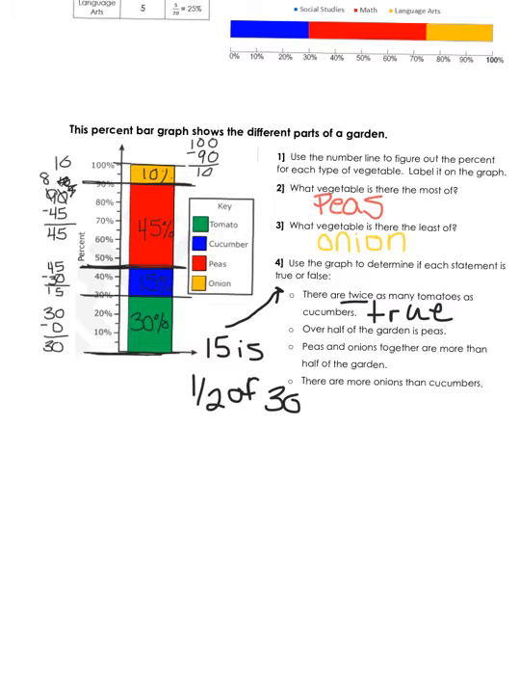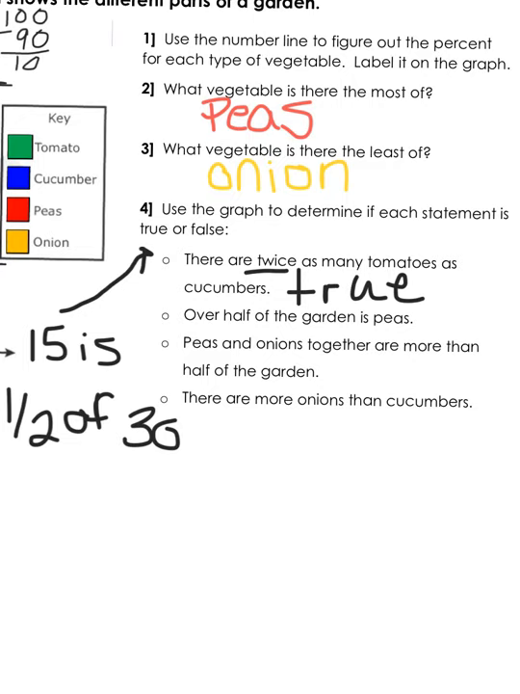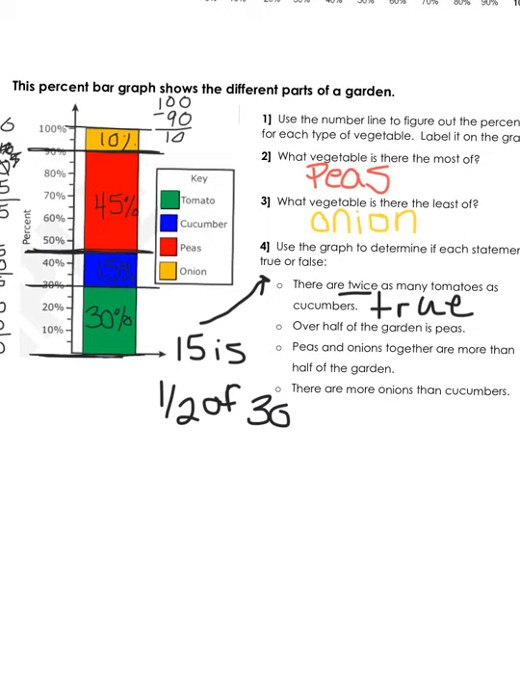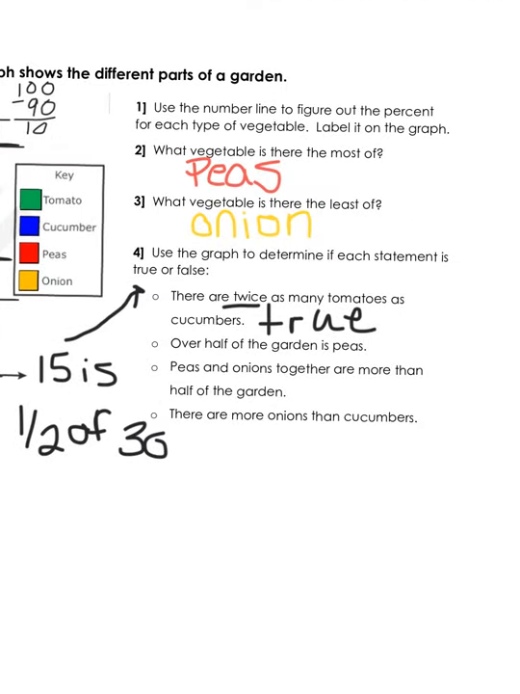All right, let's look at the next question here. It says over half the garden is peas. Well, I can easily see here that peas is 45%. Now, if I hadn't actually figured out the percent, it does look about half, and I probably would have chosen true. But since I actually did the math, I can see that it is not over half. So this question is false. Because remember, a half equals 50%. And we're not over 50%. We're still under 50%. So that's a false statement.